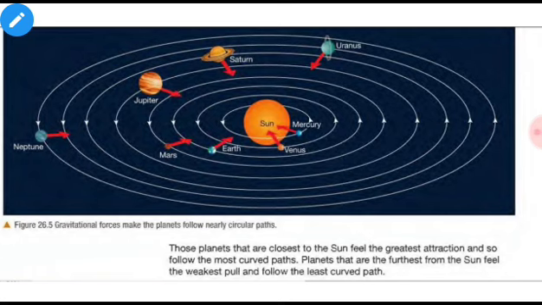And this is also because of the strength of the gravitational force. When an object is very close to the sun, it has a very curved path. When it is very far away from the sun, obviously the gravitational force will be less, and the path of the planet is not a curved path; it is an elongated path. So this is also a very important point which you have to remember regarding gravitational force and the orbital path of a planet.